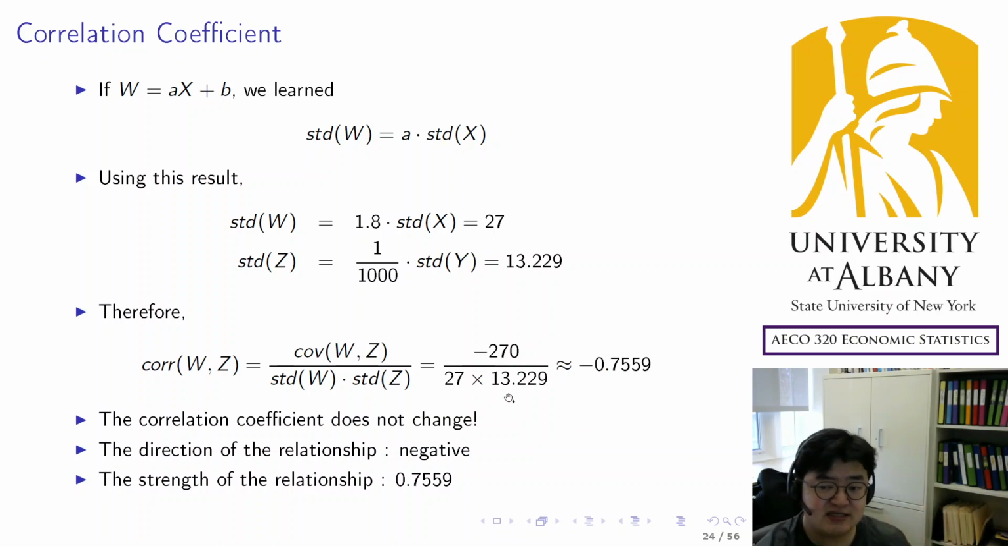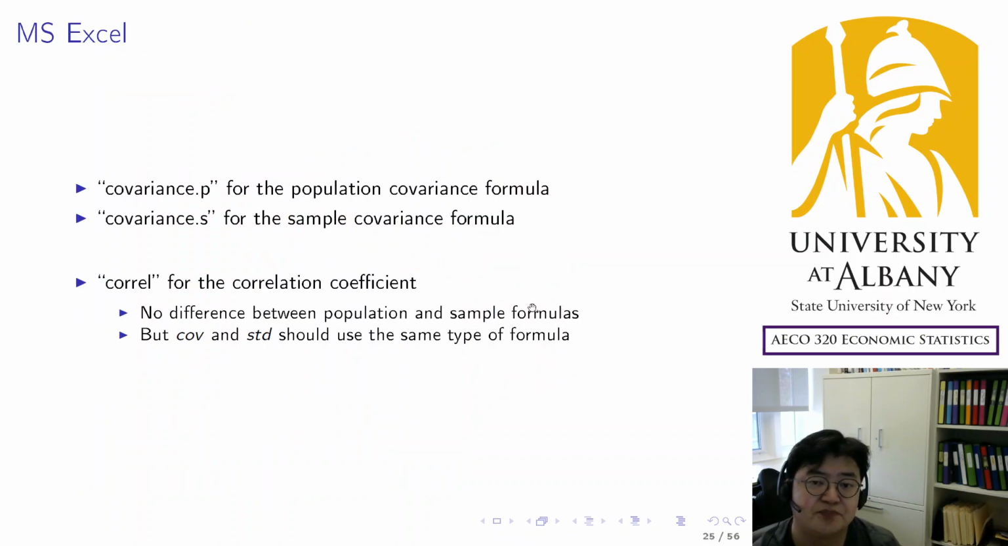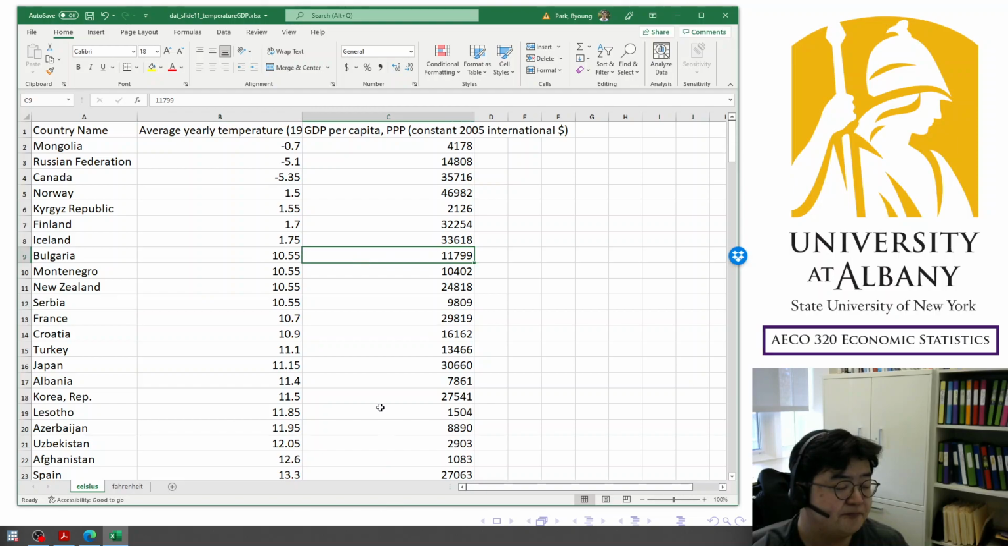And as I said, this is more meaningful because the negative sign is about the relationship direction, and the absolute value is about the strength. So the correlation coefficient captures both aspects of the relationship that we are interested in. Okay, then let's go to Excel and see how we can calculate the correlation coefficient.